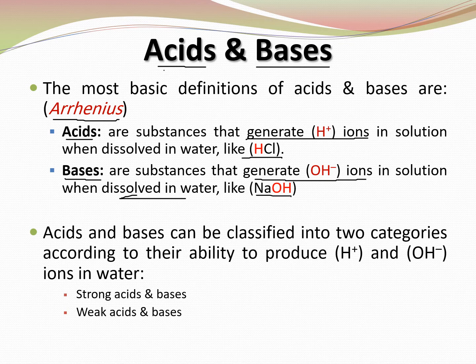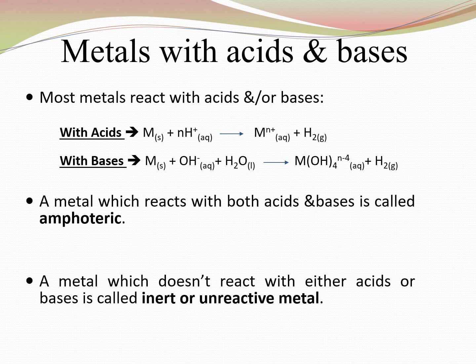So acids and bases can also be classified. The two main categories are strong acids and bases and weak acids and bases, and we discussed them. If an acid or a base is completely ionized in water, we call it a strong acid or base. If its ionization is less than 100%, we call it a weak acid or weak base. So these metals have a tendency to react with acids and bases, and based on their reactivity with acids and bases, we can classify these metals into three categories.